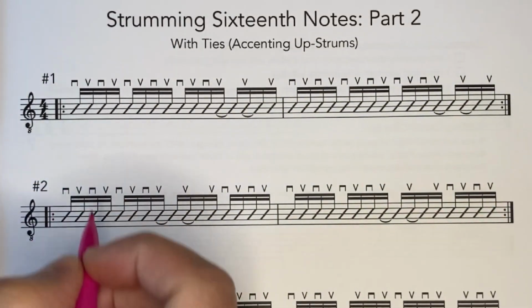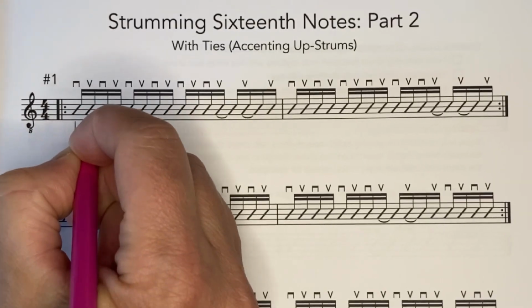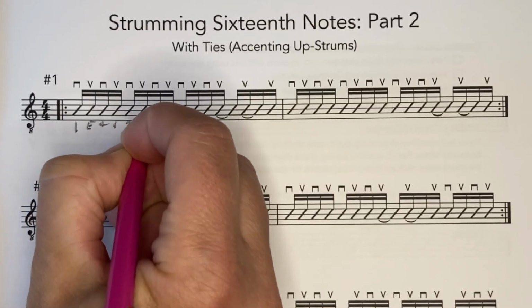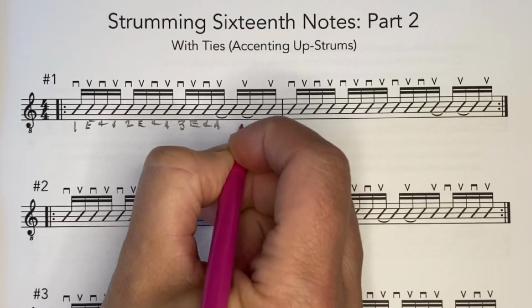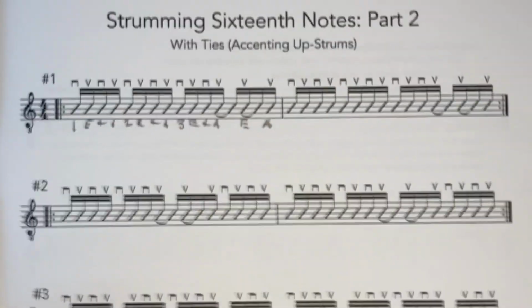So going through that process with exercise number one, obviously you would write down 1 E and, 2 E and, 3 E and. So again, missing those down strums, accenting those up strums, going through that audiation process, counting with them, going through the kinesthetic process, moving the right hand while counting, and then ultimately playing.